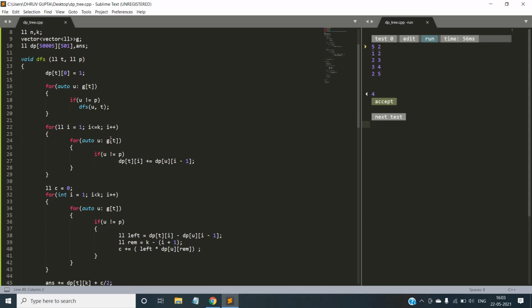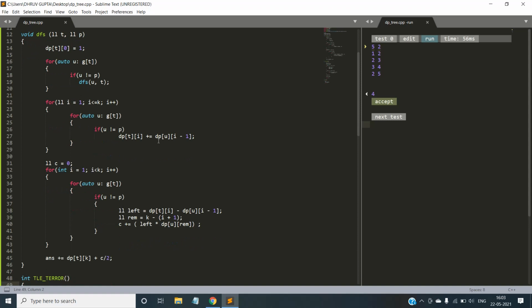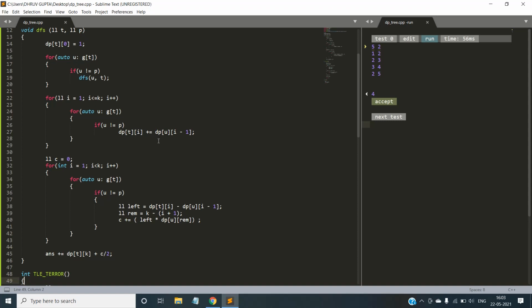That is, the number of paths which contain distance i and end at the vertex t will be the summation of the paths which contain distance i minus 1 and end on one of the children of t. This was the first possibility, that is the path ends in the ith vertex, or here in this case the path ends in the tth vertex. That is, the whole path lies in the subtree of a particular child of that vertex.